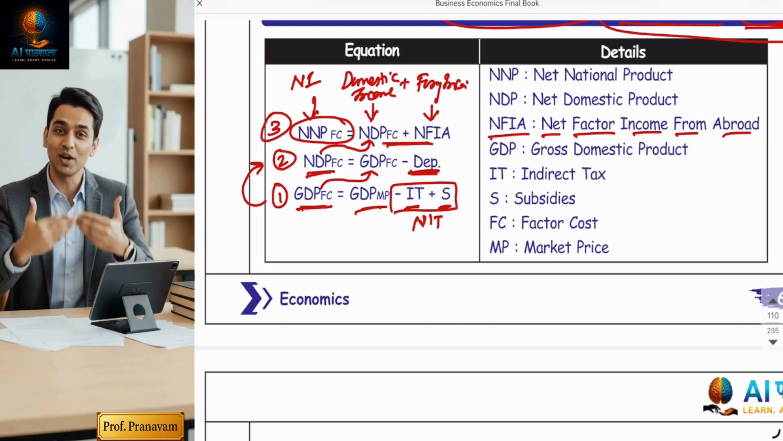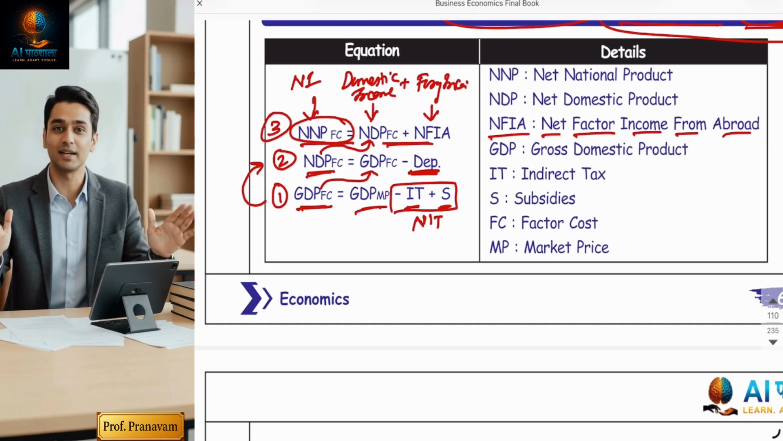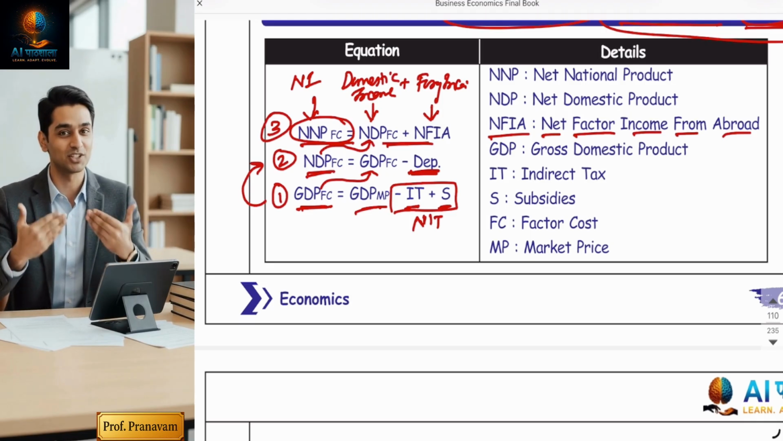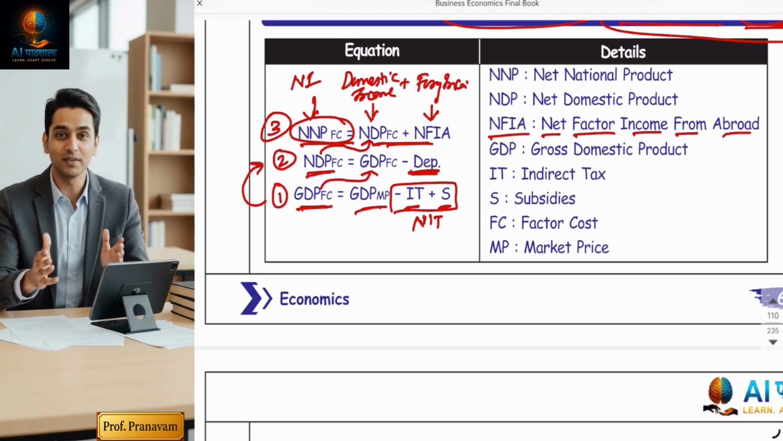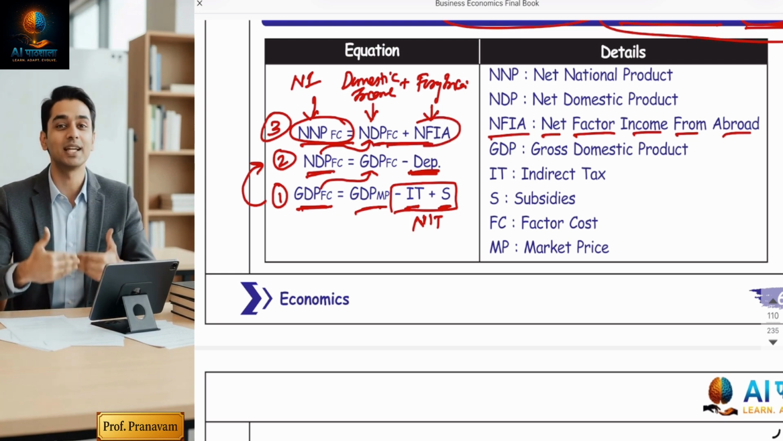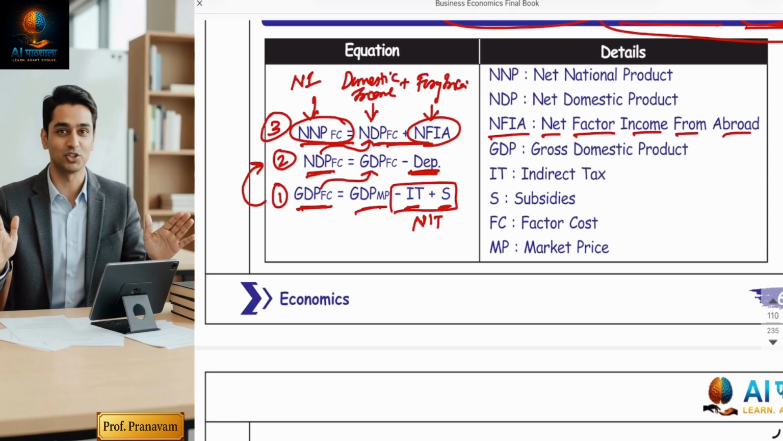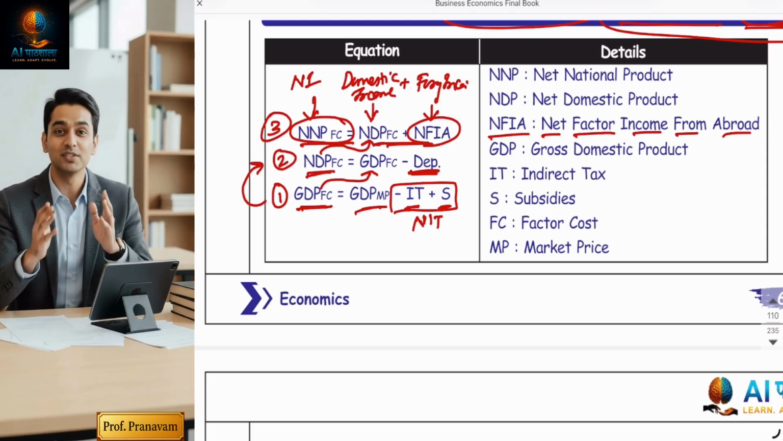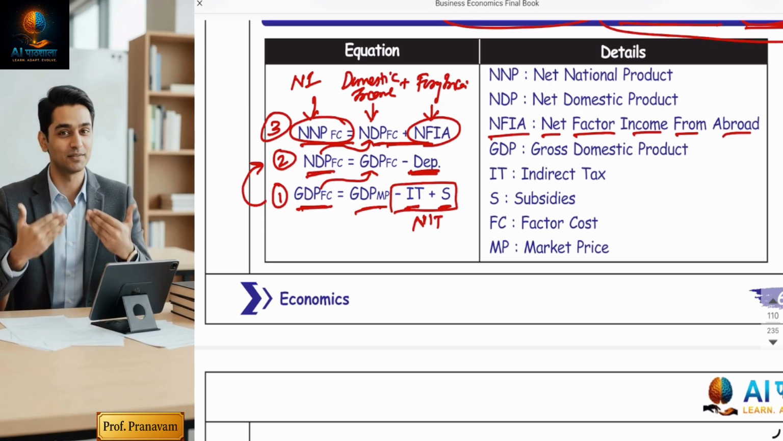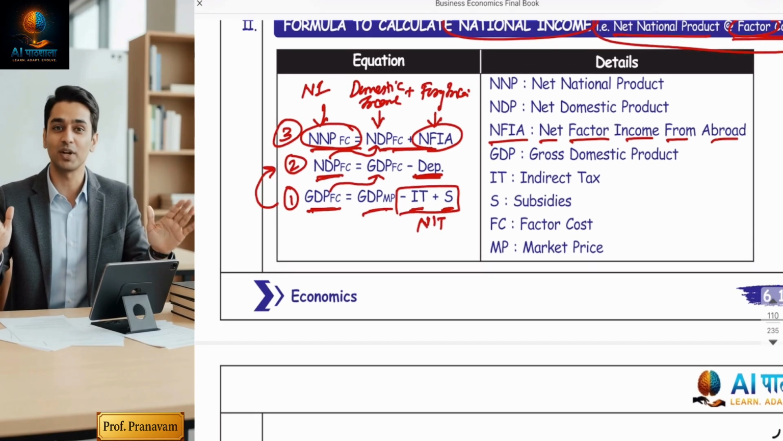Then next we come to formula number two, NNP at factor cost. NNP at factor cost is nothing but NDP at factor cost plus NFIA. Why is NFIA added? Because, friends, national income belongs to permanent residents, not just the domestic territory. So this converts domestic income into national income.